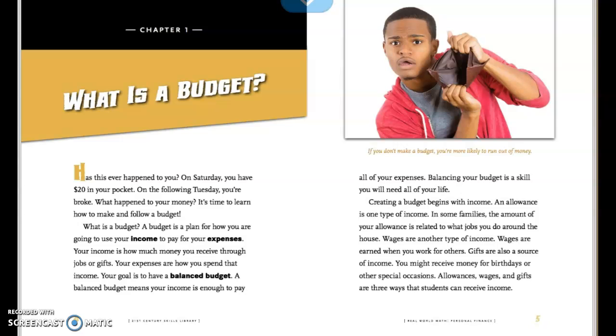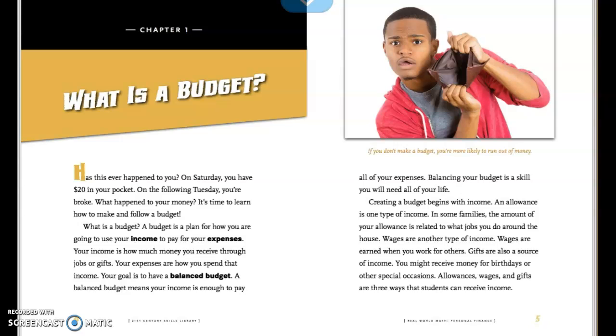So what is a budget? A budget is a plan for how you are going to use your income to pay for your expenses. Your income is how much money you receive through jobs or gifts. Your expenses are how you spend that income. Your goal is to have a balanced budget. A balanced budget means your income is enough to pay for all of your expenses. Balancing your budget is a skill you will need all of your life.